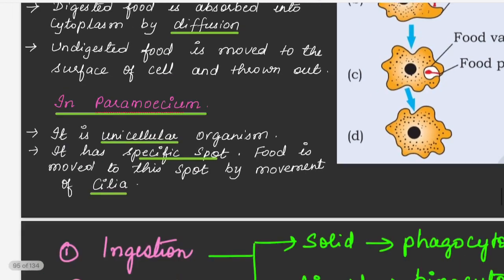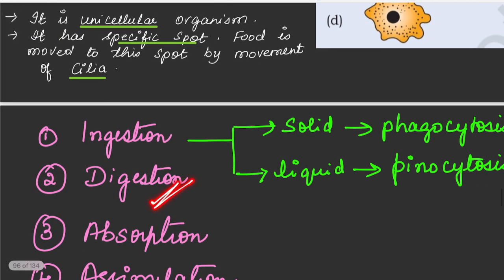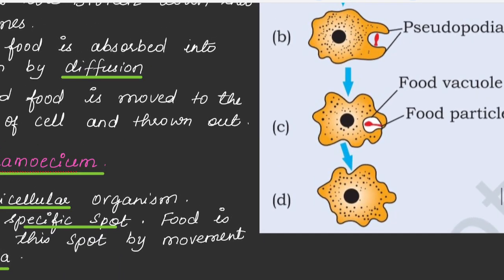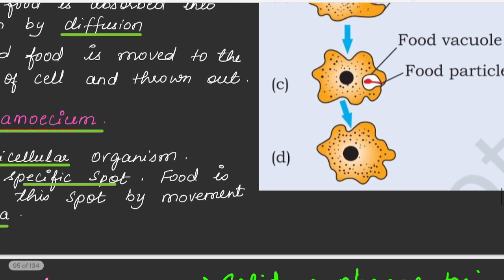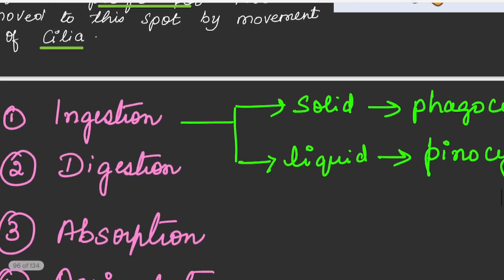So now what is the second step? Second step is digestion. Inside the food vacuole, the digestive enzymes will be released. This digestive enzyme will break the complex food particle into small particles. Complex meaning bigger food particles. The bigger food particle will be broken down into small food particles. So digestion will take place.